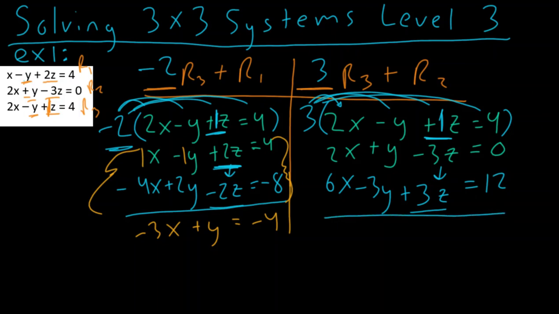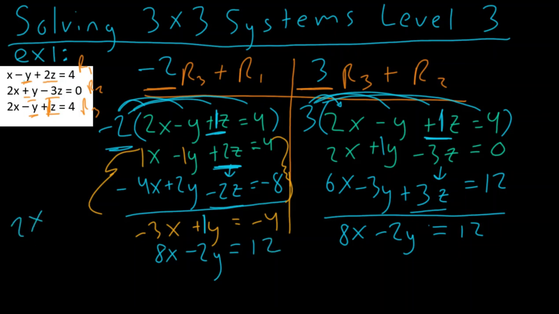Now at this point, what I can do is just add straight down. I have 2x plus 6x, that's going to be 8x. I have 1y minus 3y, which is negative 2y. And of course my z's cancel out, and I have 0 plus 12, which is 12. Now at this point, I have two 2x2 systems, and this is where it gets a little tricky. I see that there's a 1 right there, so this is going to be very easy to manipulate. Let's bring this 8x minus 2y equals 12 under here, and now we have a 2x2 system, and we can actually solve these pretty easily.